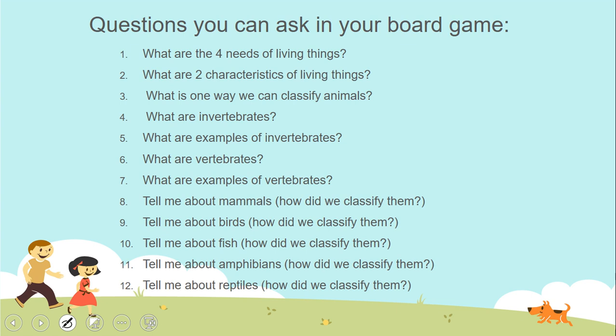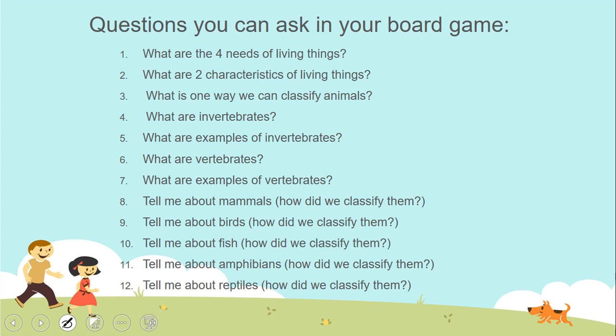So question 1 that I created for you guys was, number 1, what are the 4 needs of living things? I wonder where we could find that. Number 2, what are 2 characteristics of living things? Number 3, what is one way we can classify animals? 4, what are invertebrates? 5, what are examples of invertebrates? 6, what are vertebrates? 7, what are examples of vertebrates?